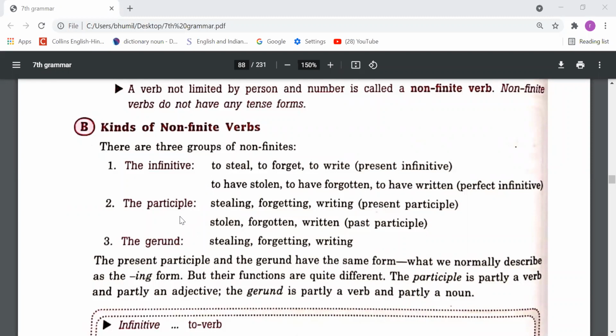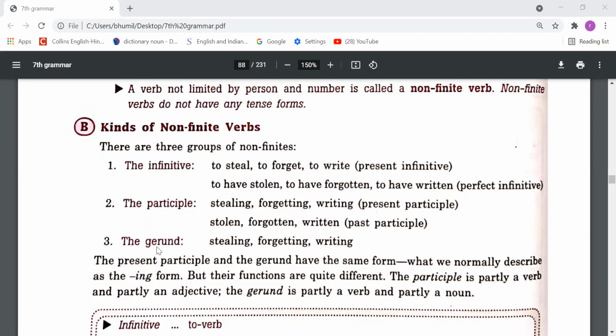Clear? Next, let's talk about the participle: stealing, forgetting, writing, present participle. Further, the participle is also divided into two parts: present participle and past participle. In the present participle, we use the ing form, like stealing, forgetting, writing. These verbs are called present participle. And if you use the third form, like stolen, forgotten, written, those are called past participle. Means the ing form is called present participle and the third form is called past participle.